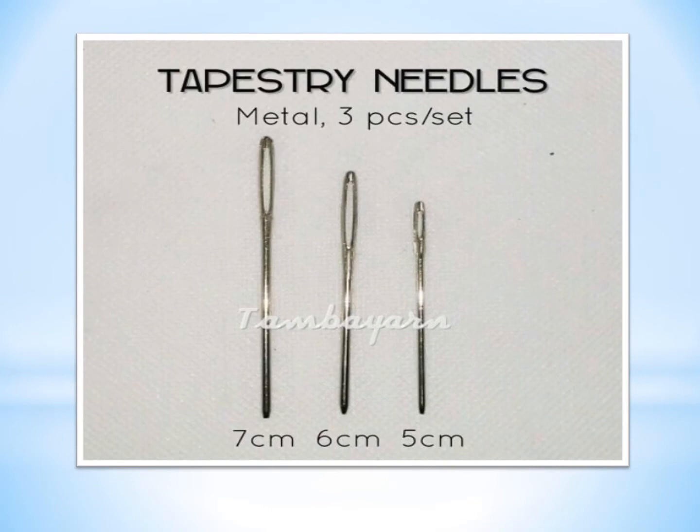Tapestry needles have a blunt point and a large eye or oval eye, elongated eye for easy threading, and blunt points glide smoothly through the holes in your fabric without splitting the threads. Sizes range from 18 to 28.